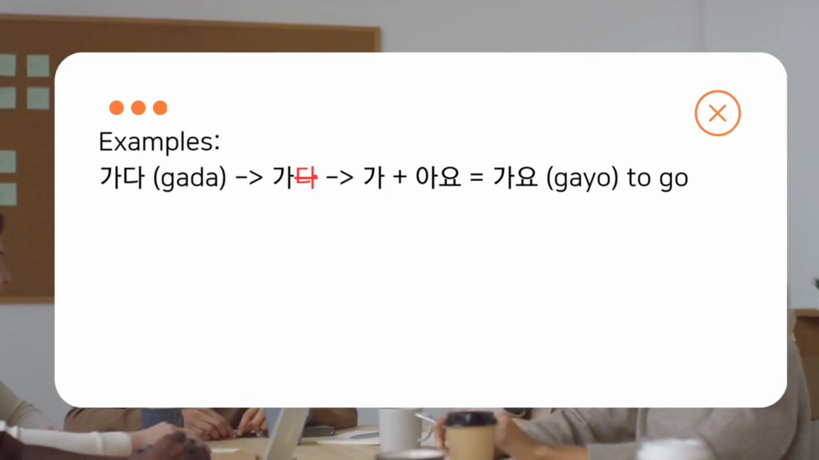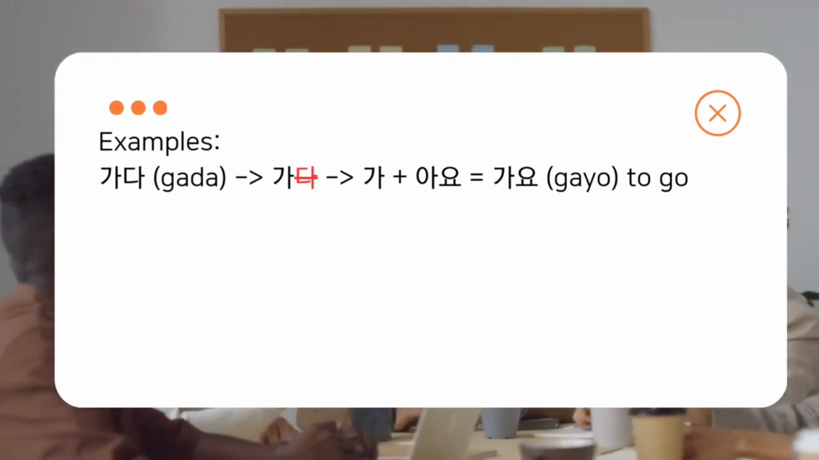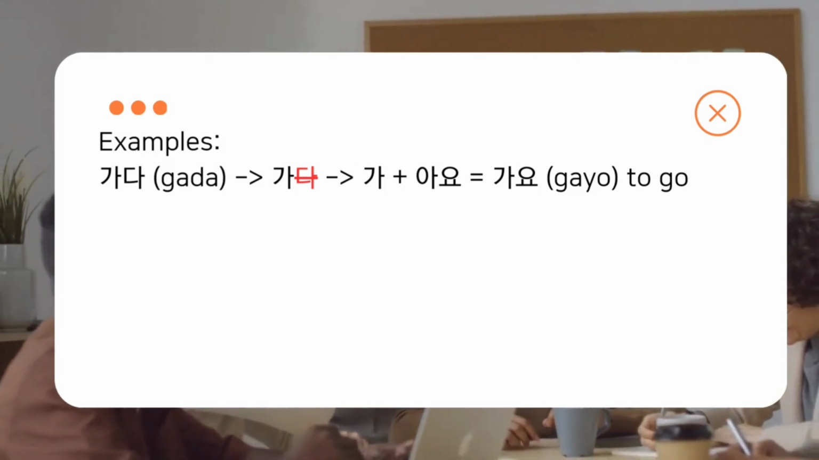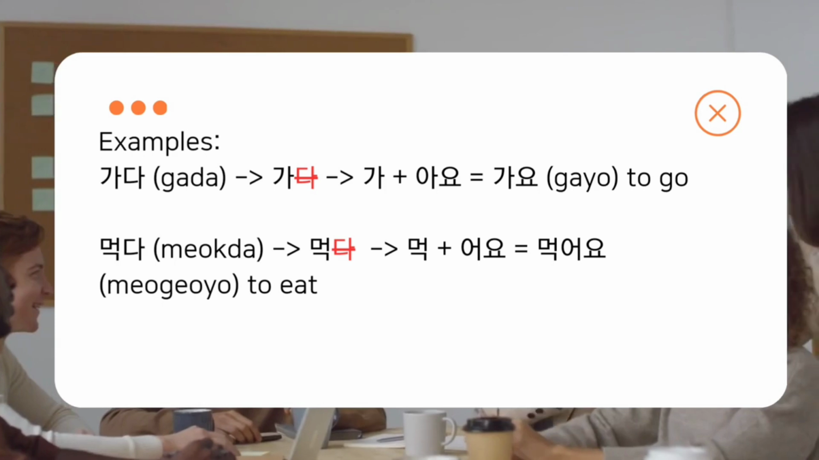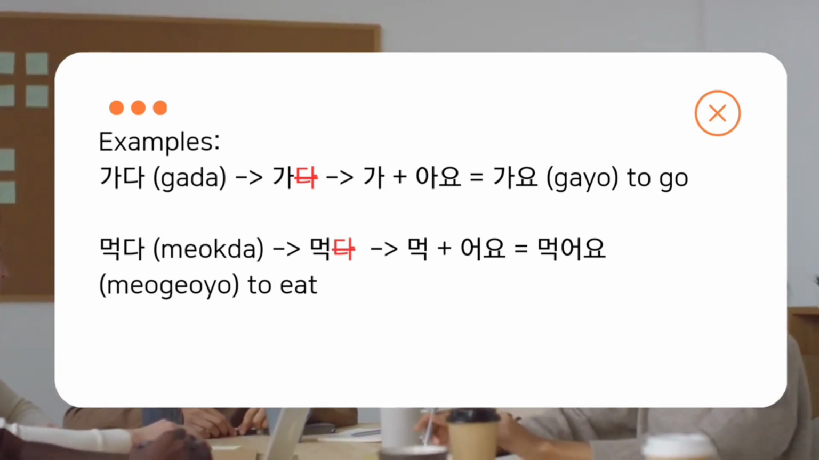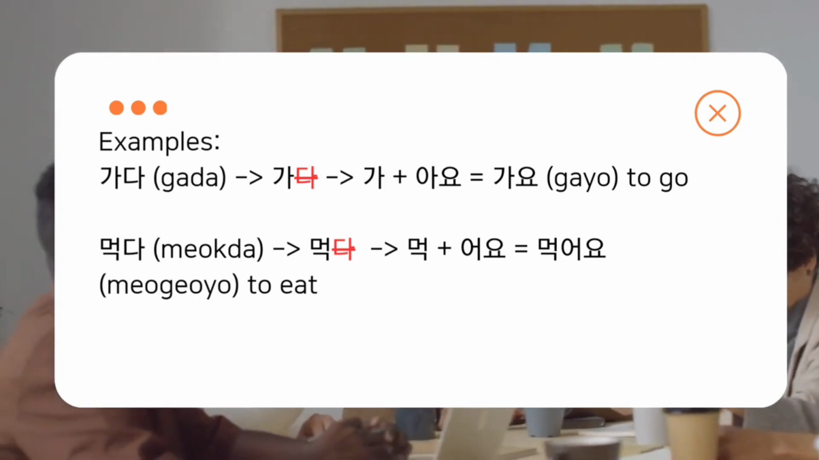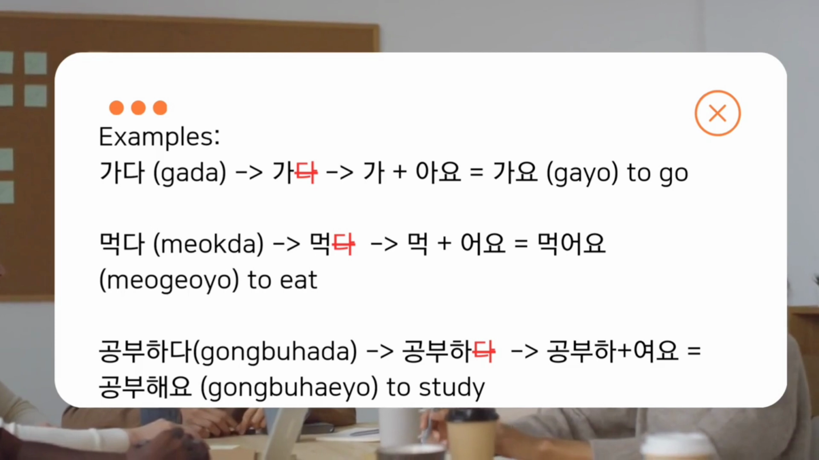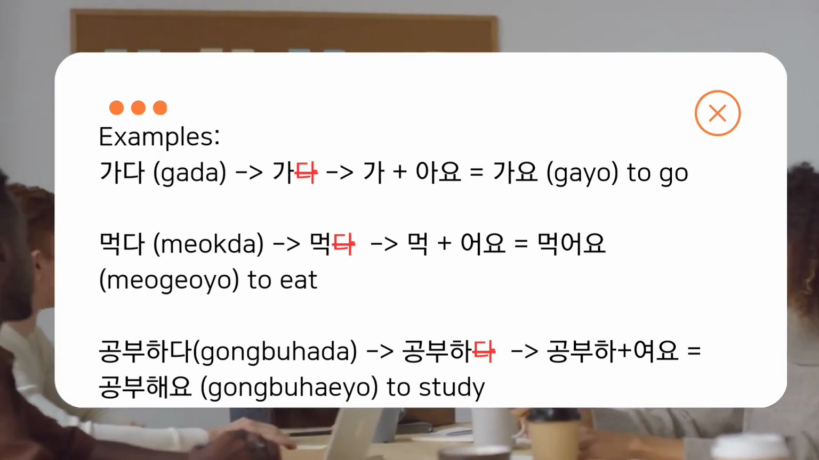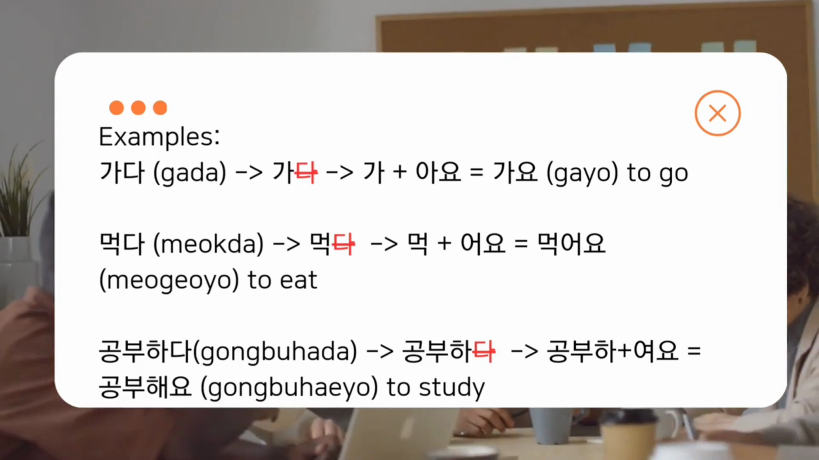Examples 1. 가다, 가 plus 아요 is 가요. To go. 먹다, 먹 plus 어요 is 먹어요. To eat. 공부하다, 공부하 plus 여요 is 공부해요. To study.